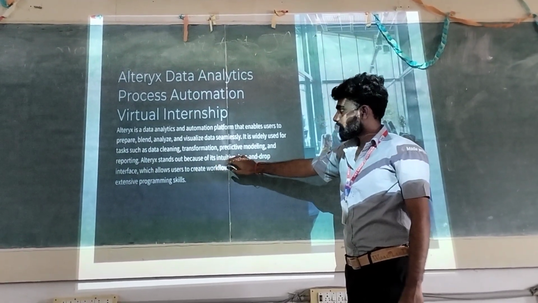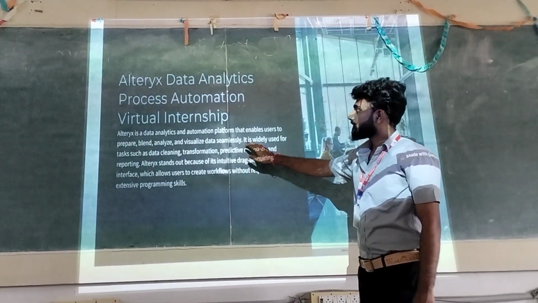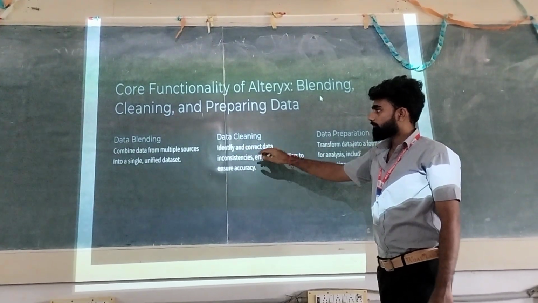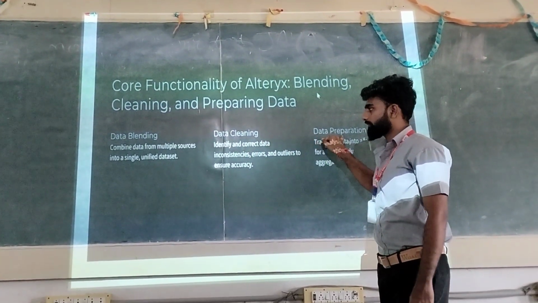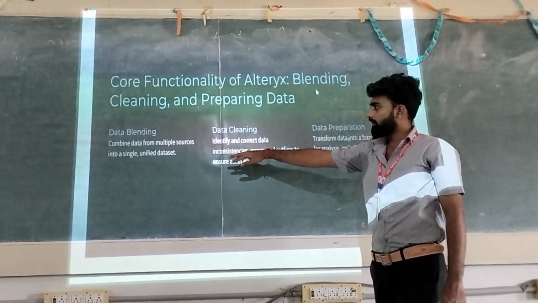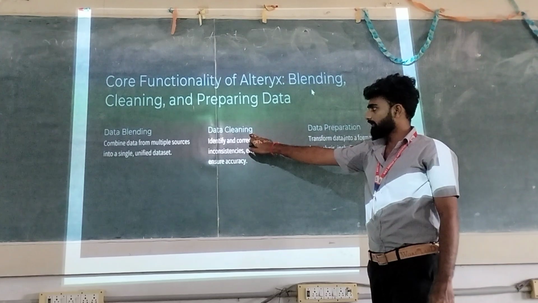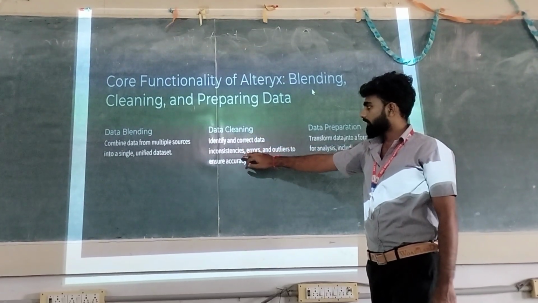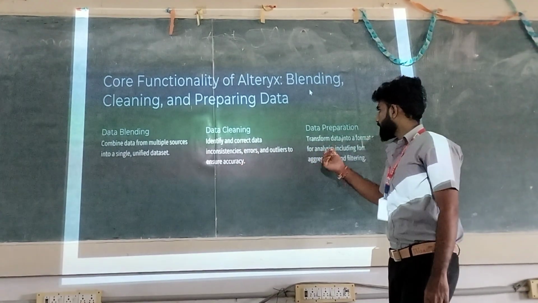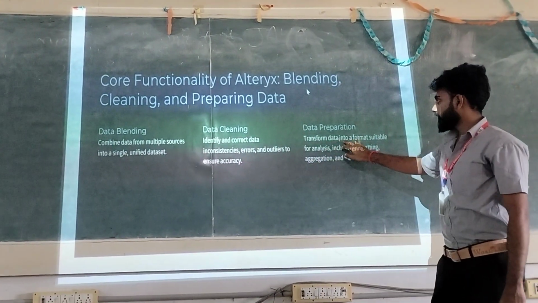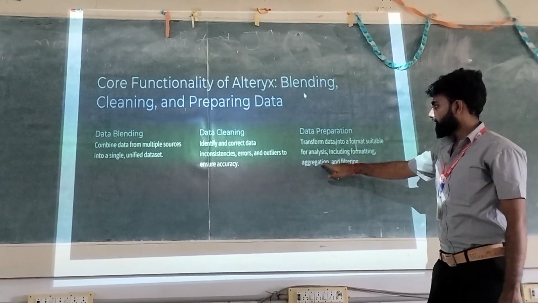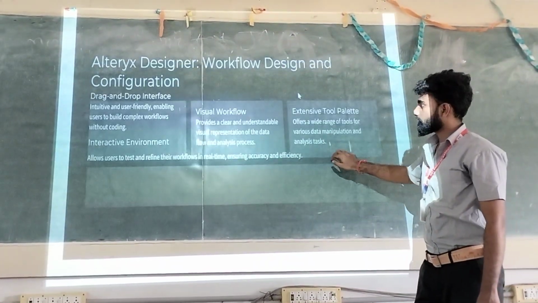Understand the data analysis process. There are three types: data blending, data cleaning, and data preparation. Data blending combines data from multiple sources into a single, unified data set. Data cleaning identifies incorrect data, inconsistencies, errors, and outliers to ensure accuracy. Data preparation transforms data into a format suitable for analysis, including formatting, aggregation, and filtering.